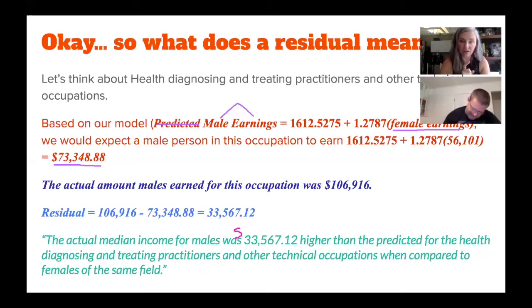$33,567.12 higher than the predicted for the health diagnosing and treating practitioners and other technical occupations when compared to females of the same field. So I used my residual number. I said higher. That word higher is super important. I was very specific about the one specific data point that I was using. I used the occupation, and I compared the two variables, males and females. Okay. Should we do that again?